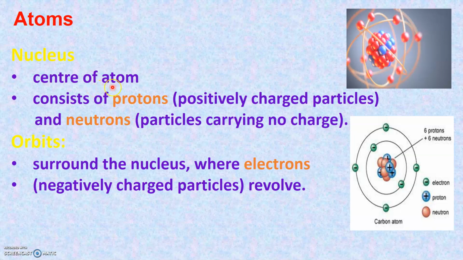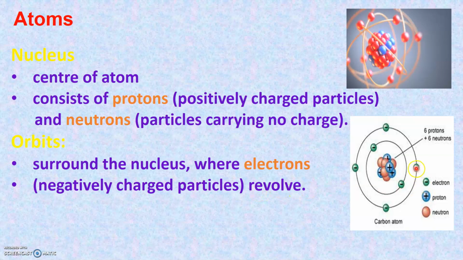Nucleus is the center of the atom, which consists of protons, that are positively charged particles, and neutrons, that are particles which do not carry any charge. Orbits are imaginary paths surrounding the nucleus, where electrons, that are negatively charged particles, are revolving around.